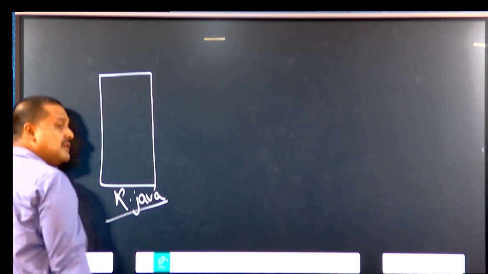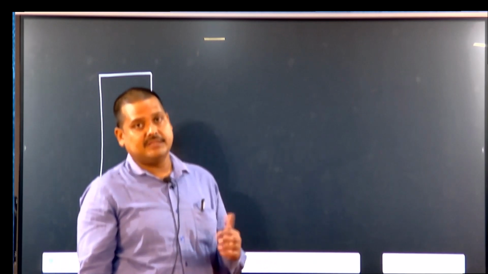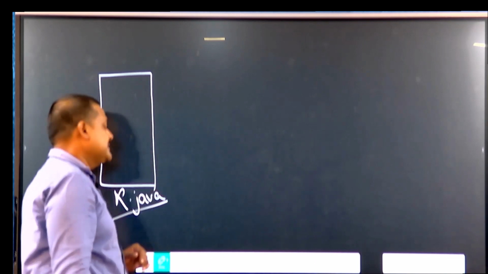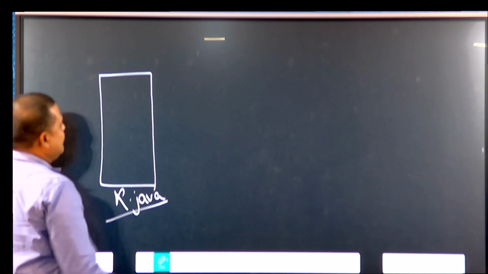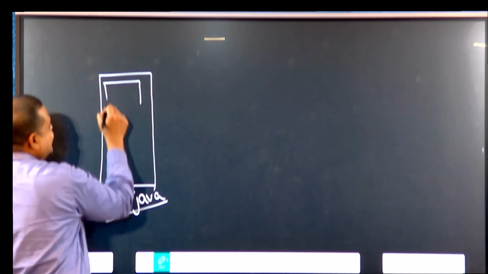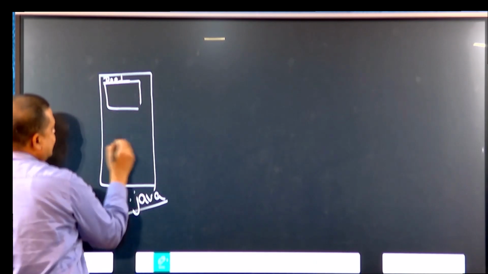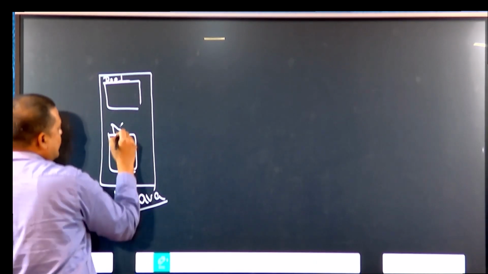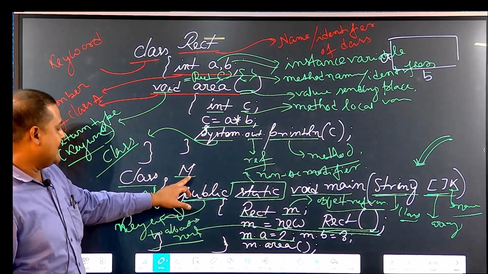There is a confusion among many students. They store the program with the name of the class where the main method is residing. That is not true actually. So, I am saving this file as k. What classes are there? One class is rect, another class is m. Just remember this.